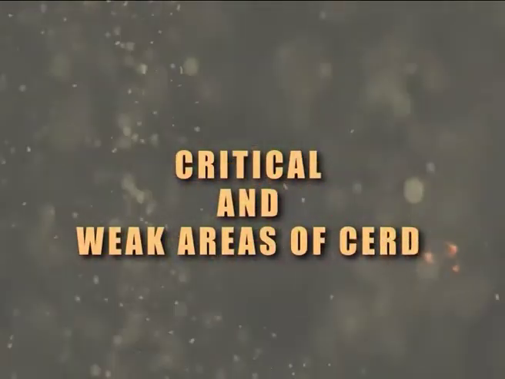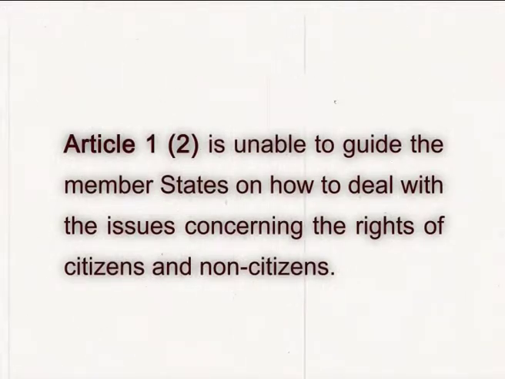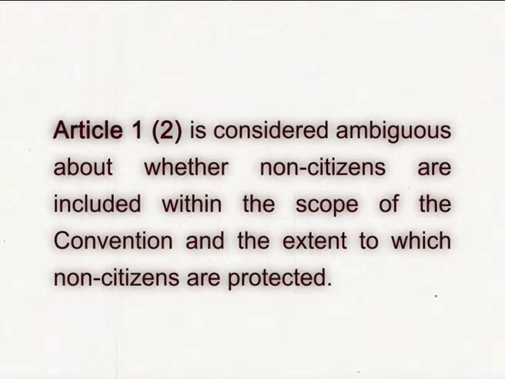It is important to examine the critical and weak areas of CERD. Several legal procedures of CERD are considered to be weak and problematic. To start with, the problematic aspects of CERD legal provision can be discussed with reference to Article 1, Clause 2. Article 1, Clause 2 is unable to guide the member states on how to deal with the issues concerning the rights of citizens and non-citizens. Article 1, Clause 2 is considered ambiguous about whether non-citizens are included within the scope of the Convention and the extent to which non-citizens are protected. The article is dichotomous, as it has been pointed out that the article does not require equality between citizens and non-citizens, but clearly permits their differential treatment.